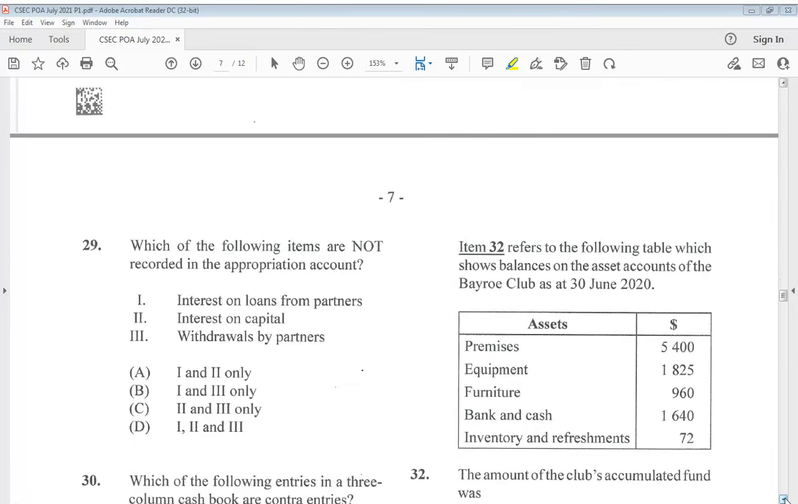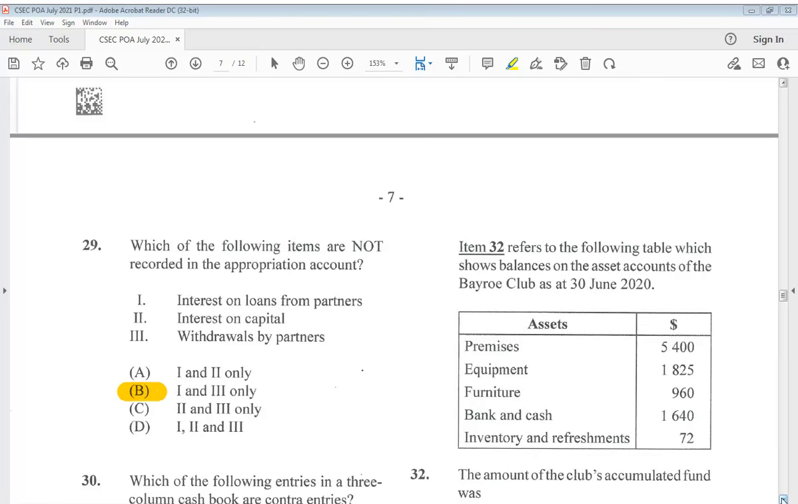Let's go to 29. It says, which of the following items are not recorded in the appropriation account? 1. Interest on loans from partners. 2. Interest on capital. 3. Withdrawals by partners. So we know it would be 1, interest on loans from partners. That's not recorded in the appropriation account. And 3, withdrawals by partners. 2 would be recorded, but 1 and 3 not recorded. So the answer would be B.